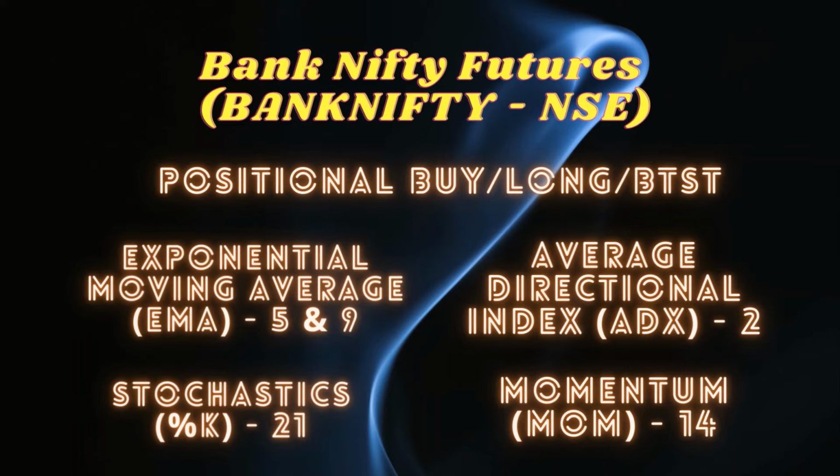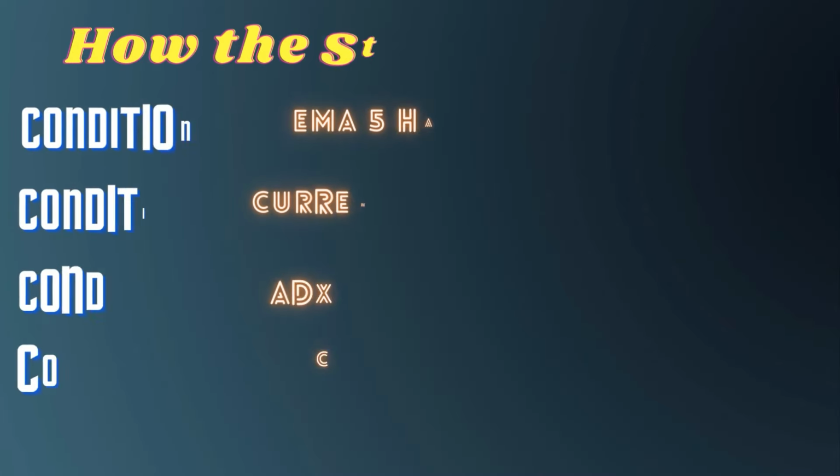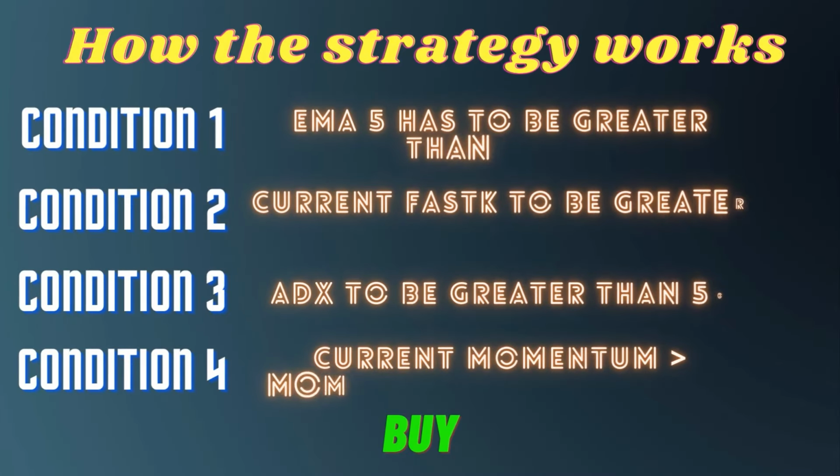Okay? We're going to make use of 4 technical indicators: exponential moving averages, EMAs, 5-period and 9-period, 2-period ADX, which is the average directional index. We will also make use of stochastics, specifically the percentage K line, which should be of 21 period, and 14-period momentum. Okay, so let's take a look at how the strategy works.